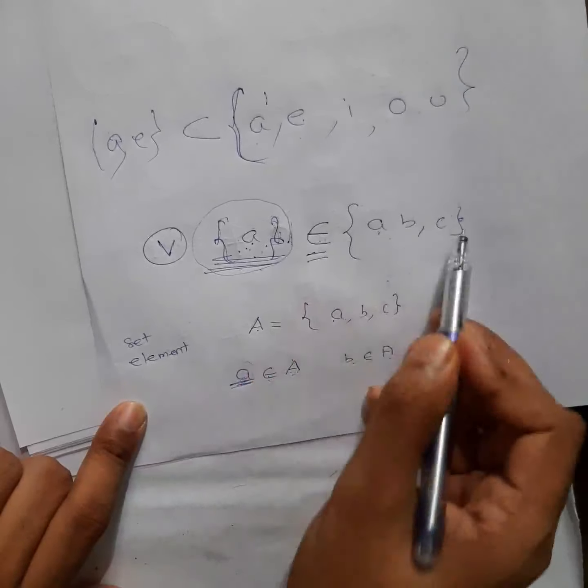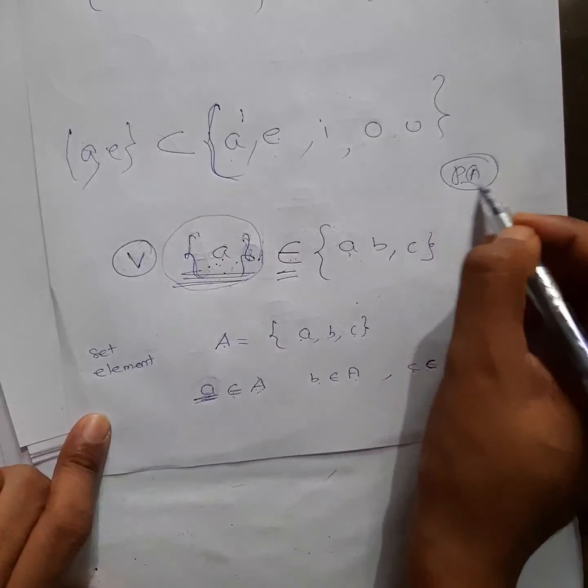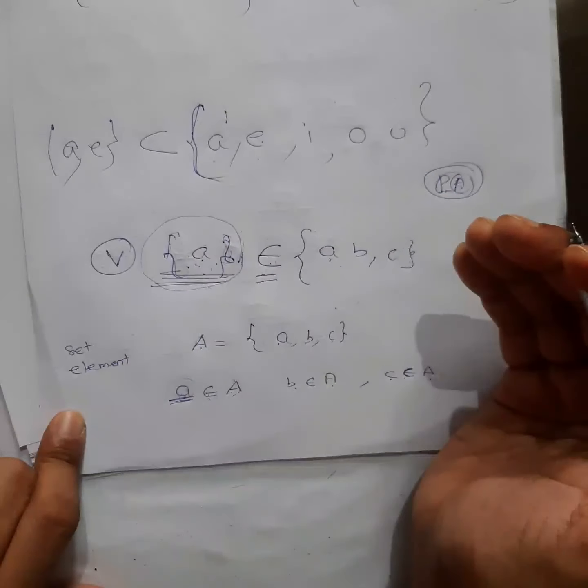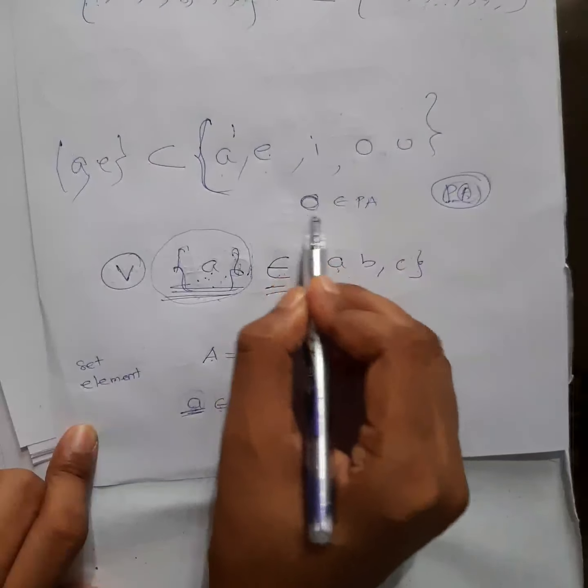A set cannot belong to a set. Only in the case of a power set is it possible. Okay. Only in the case of a power set, you know, the element itself is a set. So in the case of a power set, the elements themselves are sets.